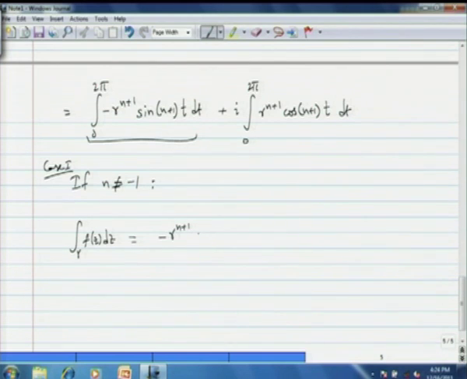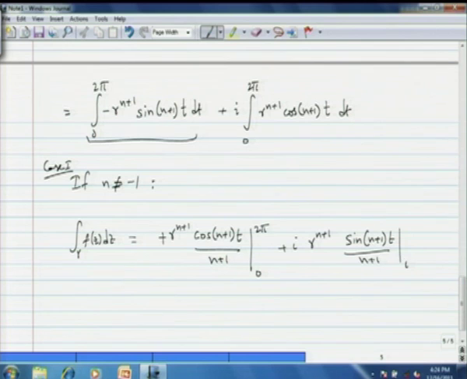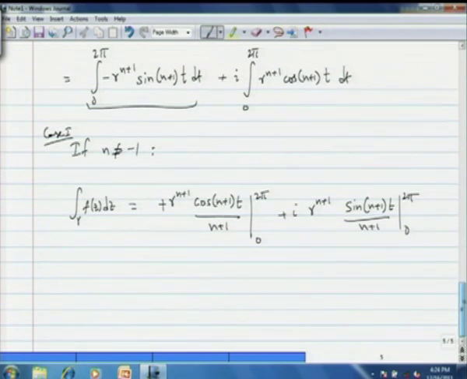Well, the integration of sine is negative cosine. So, I get plus cosine (n plus 1)t divided by n plus 1, between 0 and 2 pi. And that's clearly a 0, plus i times, likewise, r power n plus 1 sine, the integration of cosine is sine (n plus 1)t divided by n plus 1, between 0 and 2 pi. And that is also a 0. So, the integration is 0.